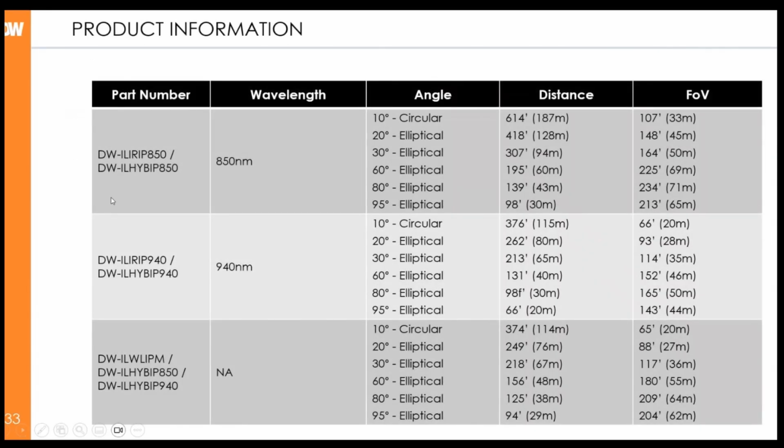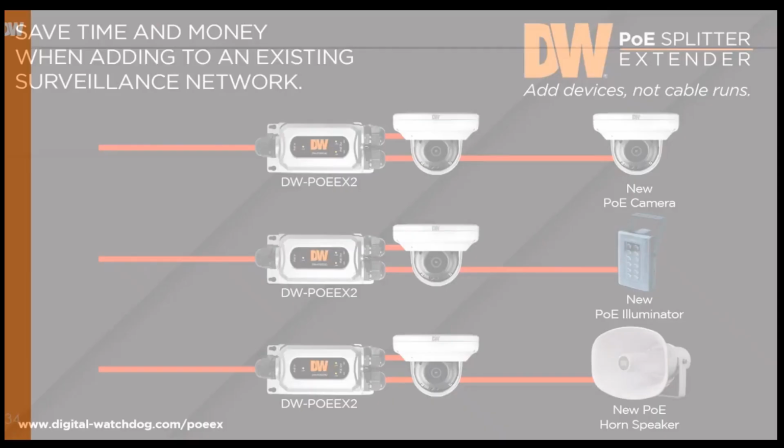So we've got our different part numbers, okay? Hybrid version, HY. And then these are the different angle lenses that come with them. So you can have a circular one, which is 10 degree, which is like a spotlight on a specific area. 20 degrees, 30 degrees, again, depends on your lens you're using or what you want to cover. 95 would be a wide view, obviously. And then the distance and field of view. So we got some detailed information for you on how you want to use it.